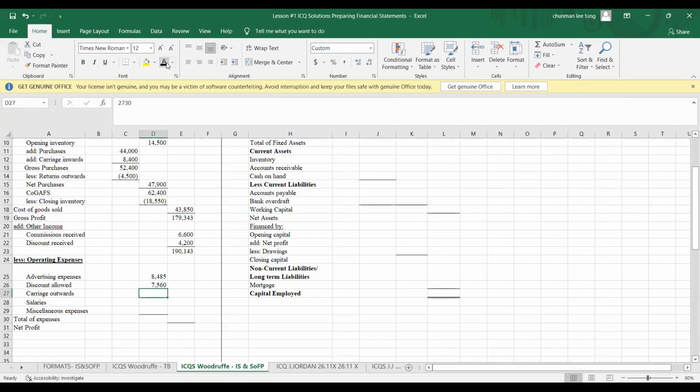Carriage outwards, 27.30. Salaries was the other expense. It should be 23,700. And our next expense, miscellaneous. Was that all the expenses? So this is a question that I really need to ask you guys. Was that all the expenses or were there some more expenses?